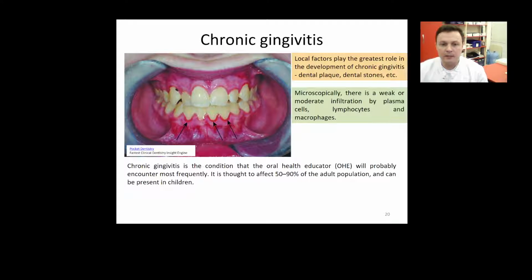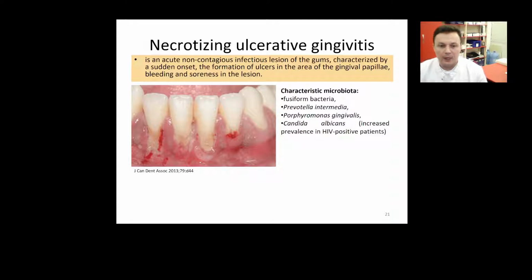Chronic gingivitis is a slow, low-symptom disease characterized by mild inflammation of the gums. Local factors play a great role in the development of chronic gingivitis. It's dental plaque, dental stones, and so on. Microscopically, there is a mild or moderate infiltration by plasma cells, lymphocytes, and macrophages.